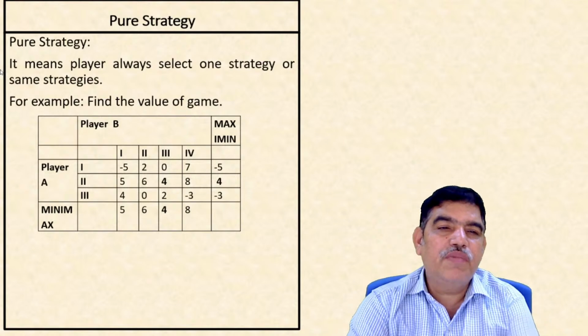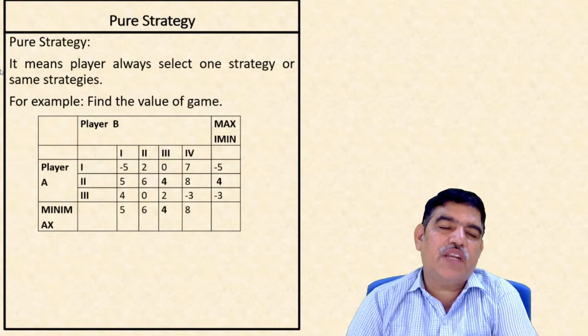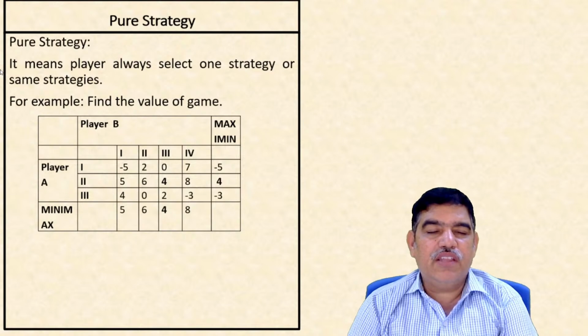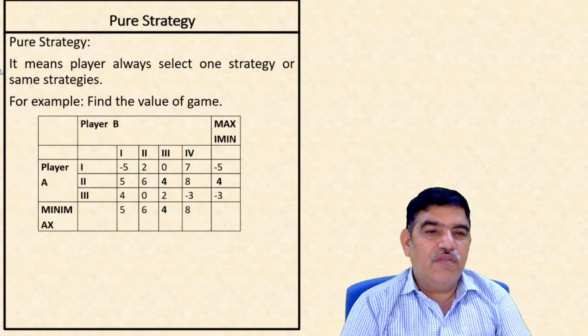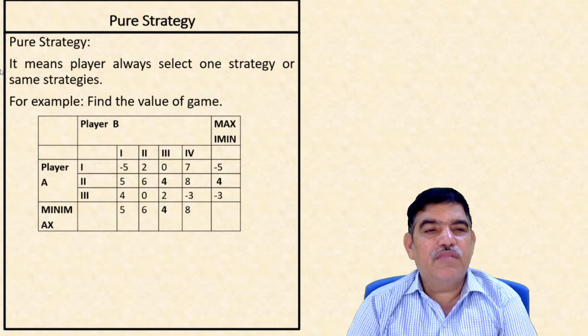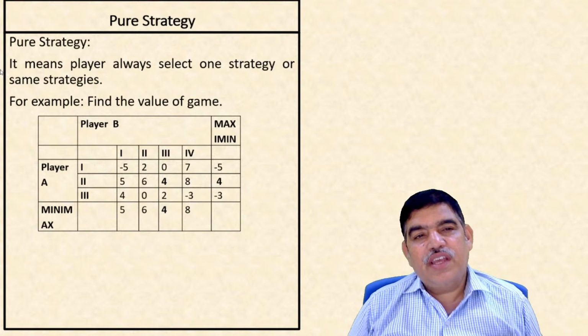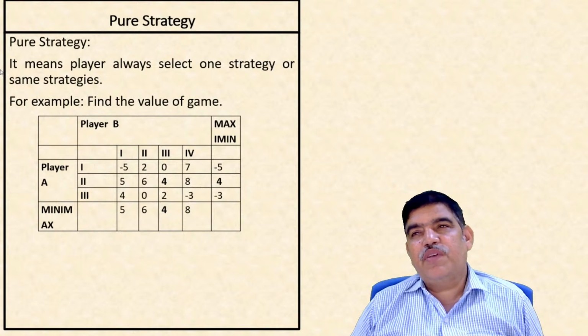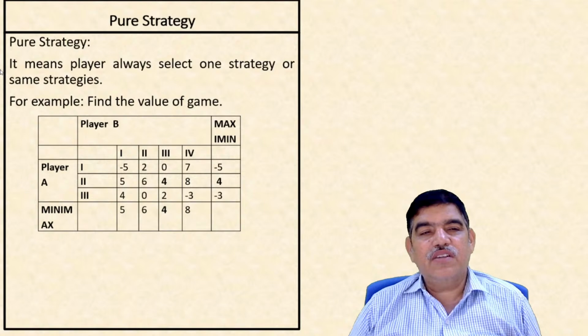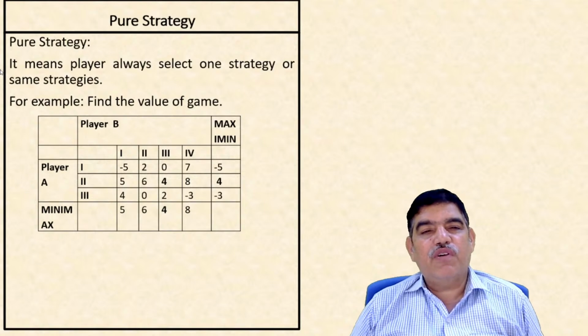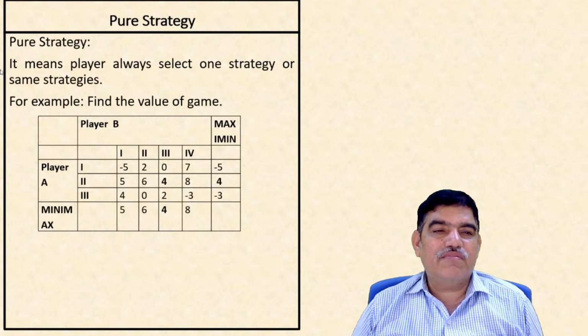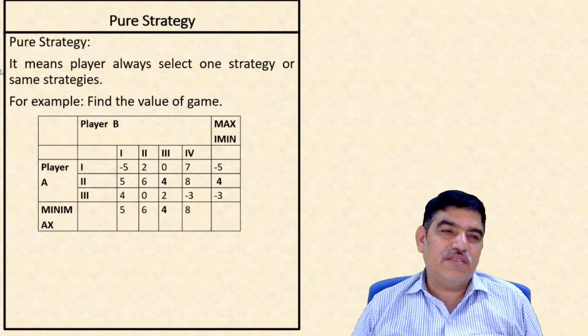Then consider pure strategy, because we know that there are 2 types of strategy. One is a pure strategy problem, another is a mixed strategy problem. One example I am explaining here. It means the player always selects one strategy, the same strategy. In game theory, if the game is played between 2 players, player A always follows the same strategy to win the game. That is a pure strategy.